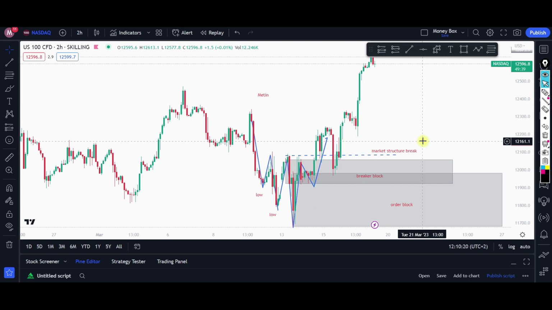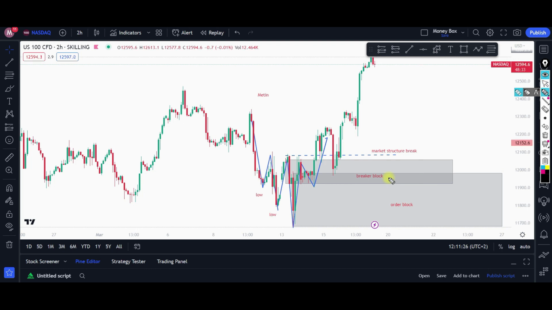But actually in this situation there is a breaker block instead of an order block. That's because I haven't taught the breaker block yet. Let's consider we don't know the breaker block and trade with the order block just by ignoring the breaker block rules. Let me mention the breaker block with just a few sentences.